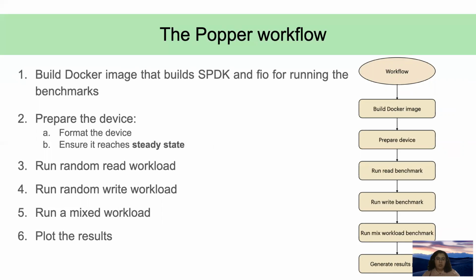Then we will run the three workloads specified in the report that are a random read workload, a random write workload, and a mixed workload that will be 70% read operations and 30% writes. And finally, it will generate a PDF with the plots of these results.